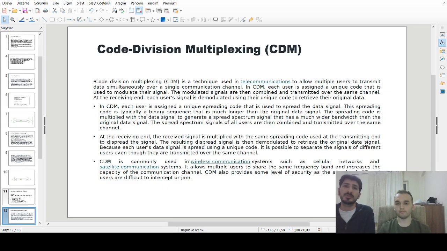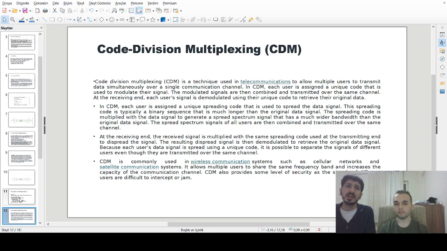Code division multiplexing. Code division multiplexing is a technique used in telecommunication to allow multiple users to transmit data simultaneously over a single communication channel. In CDM, each user is assigned a unique code that is used to modulate their signal. The modulated signals are then combined and transmitted over the same channel. At the receiving end, each user's signal is demodulated using their unique code to retrieve their original data.